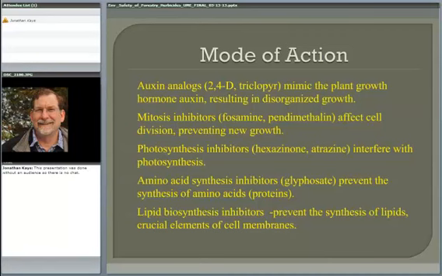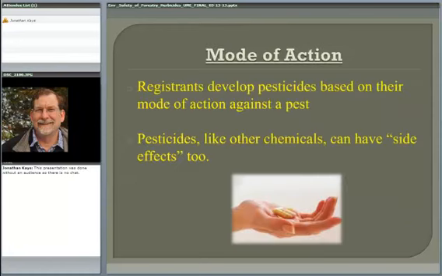Mitosis inhibitors, pendimethalin, which is known as pendulum, and some other materials. Photosynthesis inhibitors, hexazinone, atrazine, amino acids, so on and so forth. So the point here is that these are the modes of action. They're biochemical pathways found primarily in plants, and that explains why these materials, for the most part, are relatively low in toxicity.